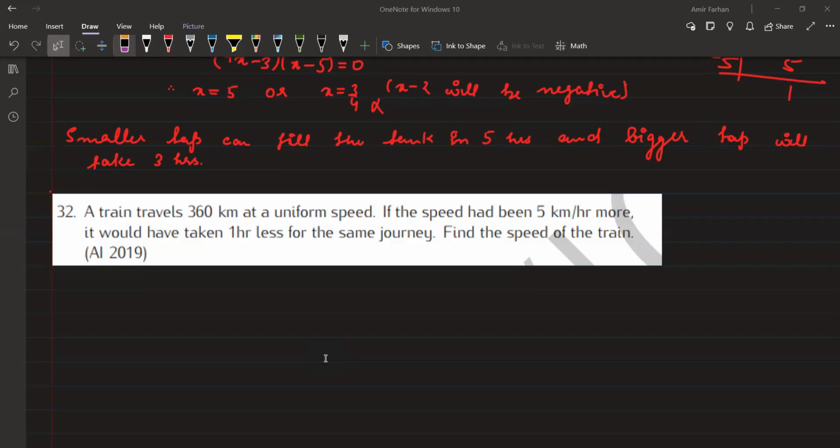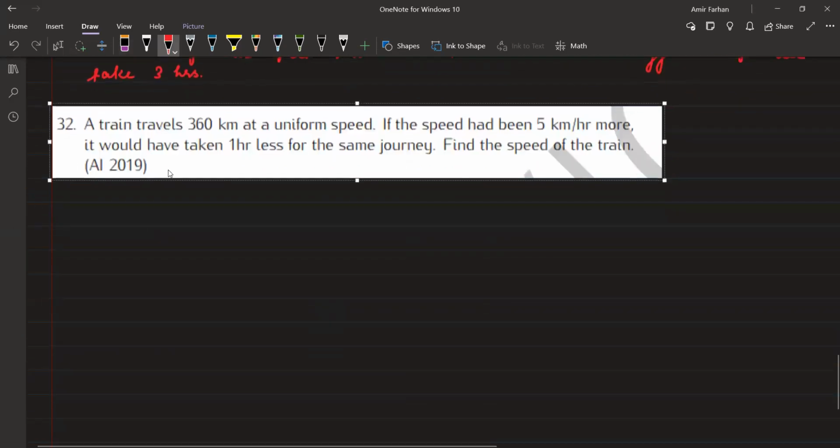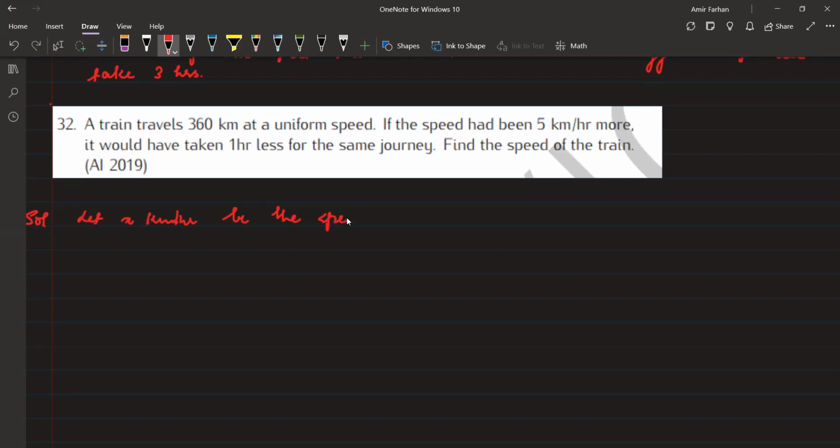Done? Okay, that's great. Okay, so basically the question is saying that a train travels 360 kilometer at a uniform speed. If the speed had been 5 kilometer more, it would have taken 1 hour less than the same journey. Find the speed of the train. Okay. So train is basically moving at a speed of, basically we have to find the speed. Okay. So suppose let x kilometer per hour be the speed of train. Clear?